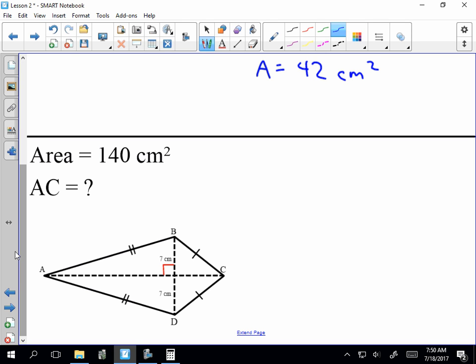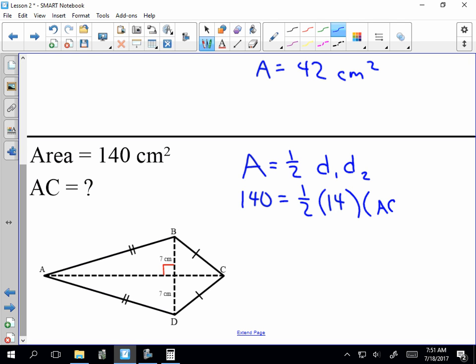So now, finishing up here, we're given the area. We're taking away one of our diagonals. So we have to go through and use the formula, plug in what we're given, and make sure that there is only one missing variable, because that's all we can solve for right now. So we have 140 equals 1/2 of diagonal 1, 7 plus 7, which is 14, times diagonal 2, which is the AC length that we're looking for.